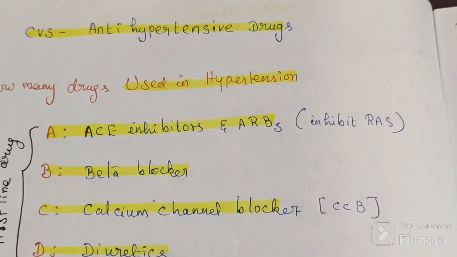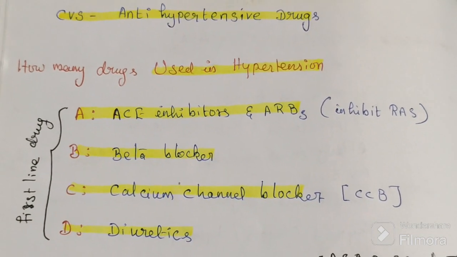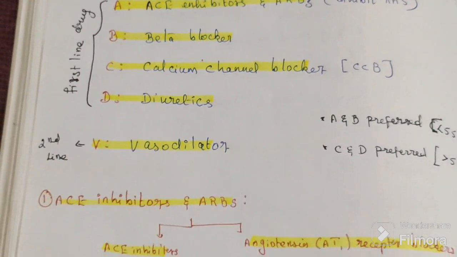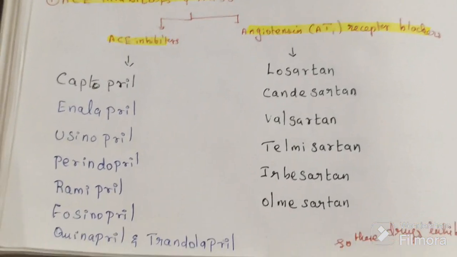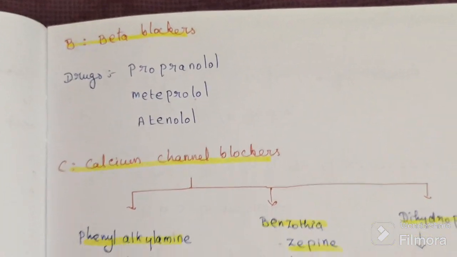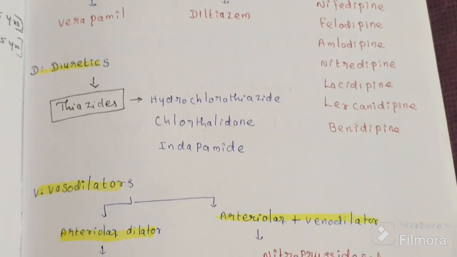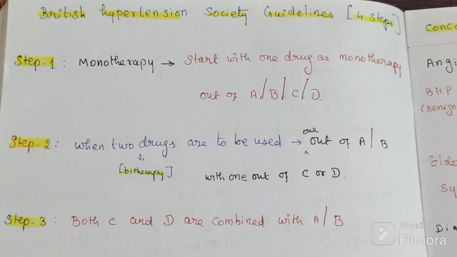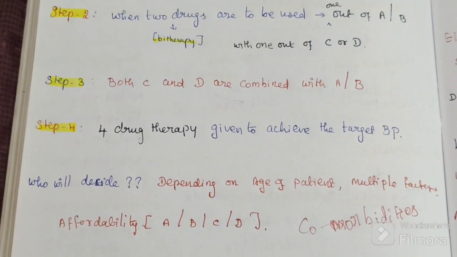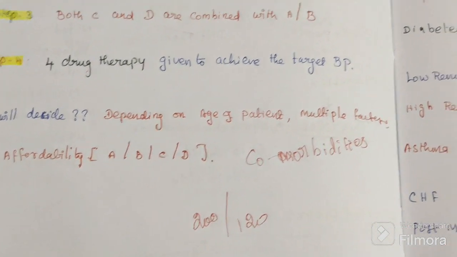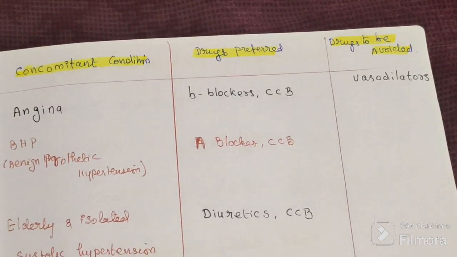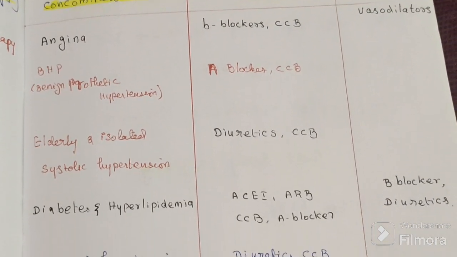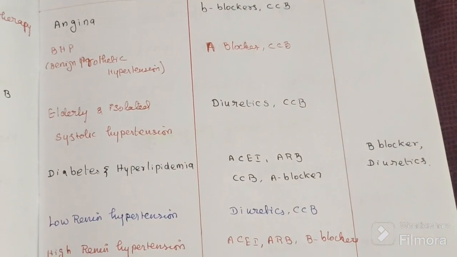So in this video, the last chapter, CVS antihypertensive drugs: 5 drugs, with the mnemonic A, B, C, D and V. These are examples of drugs. According to British Hypertension Society guidelines, 4 steps we want to follow. Then, what are the drugs preferred for what diseases? What are the drugs avoided?